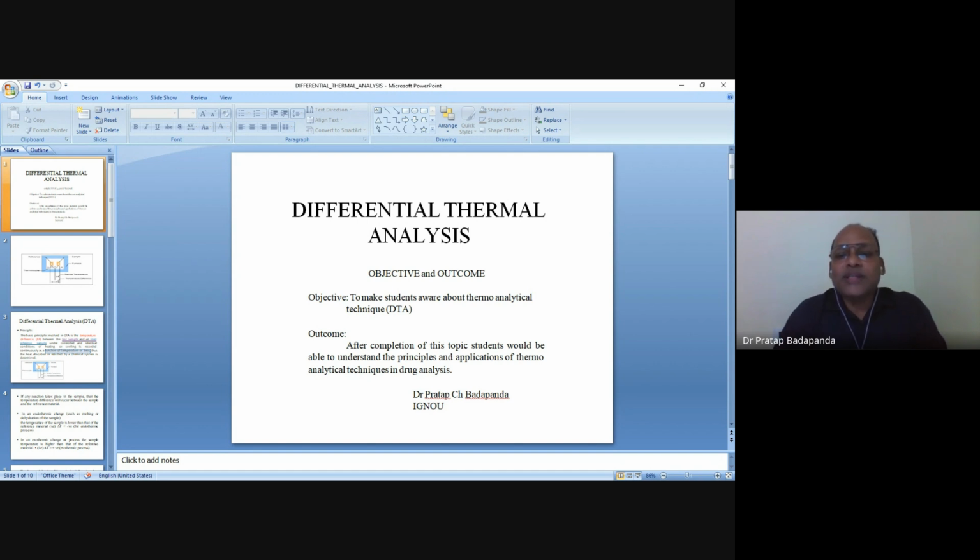After completion of this topic, students would be able to understand the principles and the application of thermoanalytical techniques in drug analysis. Not only drug analysis, it is also used for materials associated with temperature, such as ores, and solid substances like soil, and also drugs in medical and pharmaceutical industries. So it is used. Okay, let's go to the next slide and try to understand this.